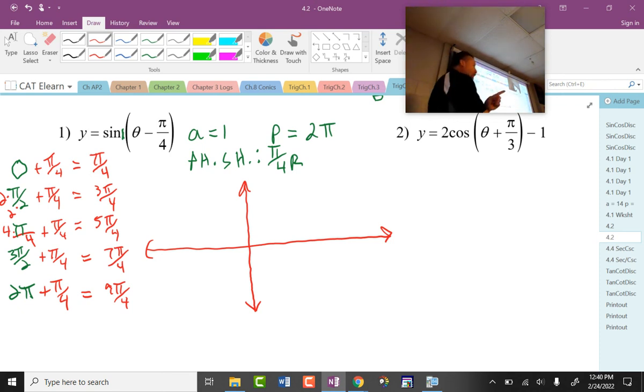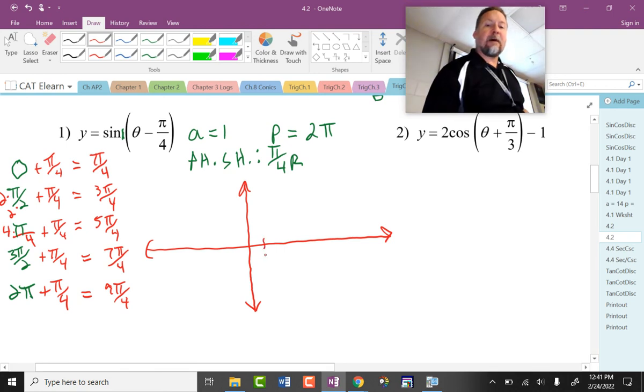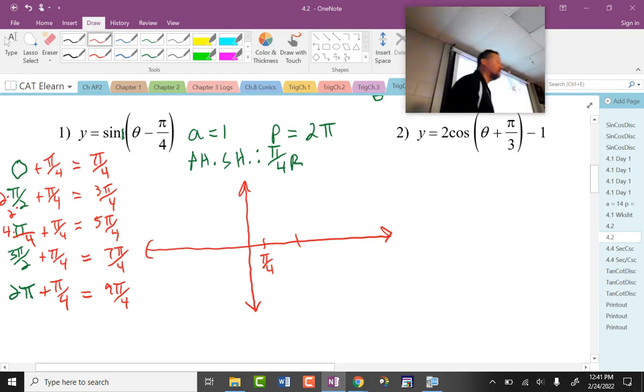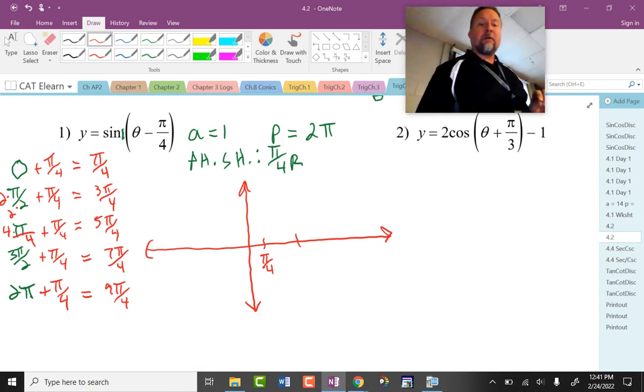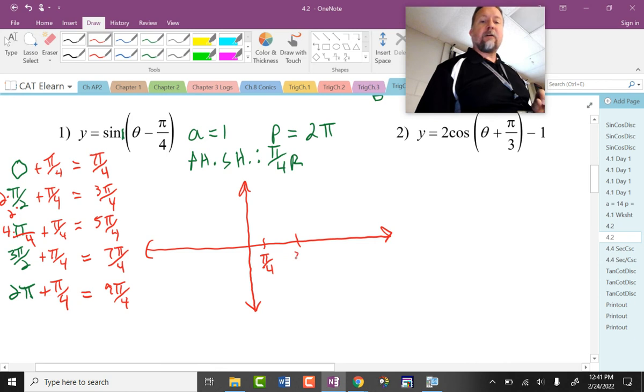So pi over 4 and 3 pi over 4. These are pi over 2 away, whereas this pi over 4 is only pi over 4 away from the y-axis. I really want you to focus on this. So I'm going to make this pi over 4. And then my next distance should be twice as far as that distance to the y-axis, because that distance is pi over 2 away, which is double the distance from the y-axis value there.